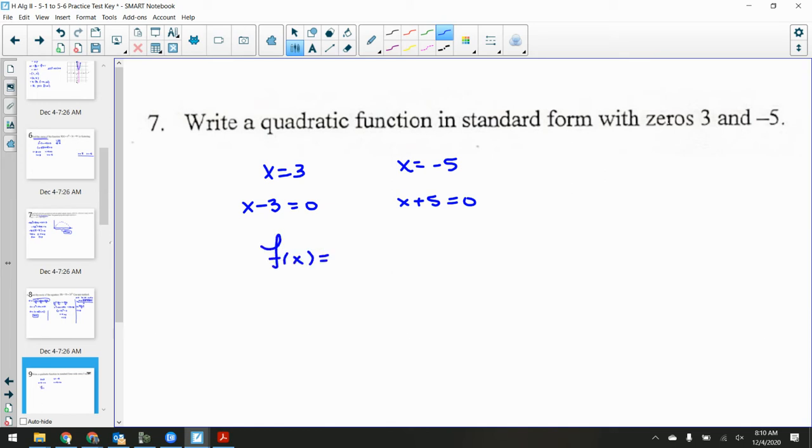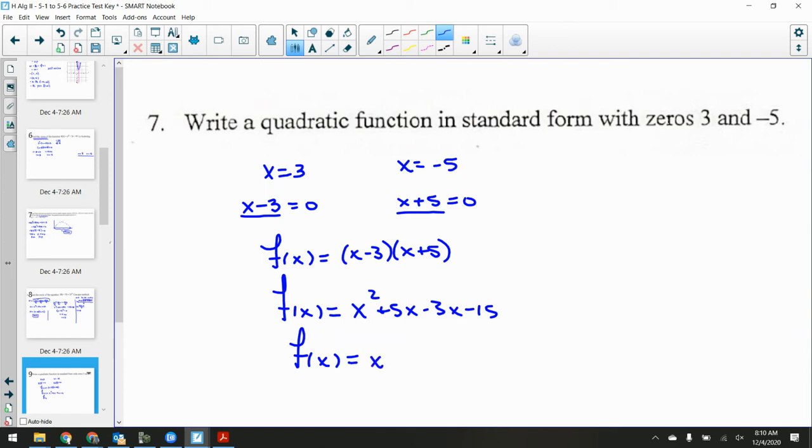We'll say f of x is equal to x minus 3, x plus 5. I know that if those are my zeros, these are the corresponding factors. And if those are the corresponding factors, I multiply those things together. So f of x is equal to, let's FOIL first, outer, inner, last. So f of x is equal to x squared plus 2x minus 15. Questions there?